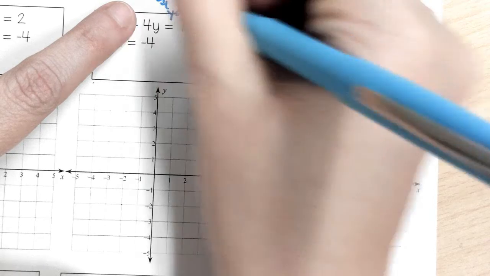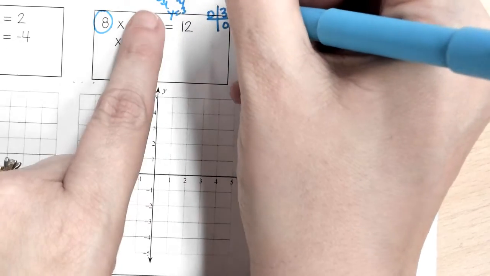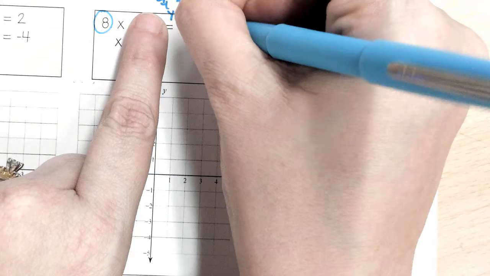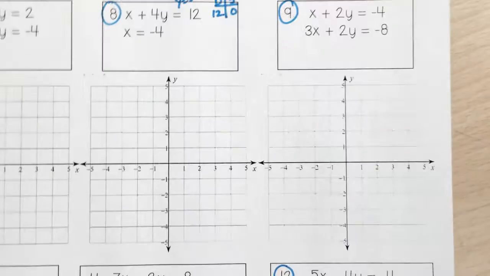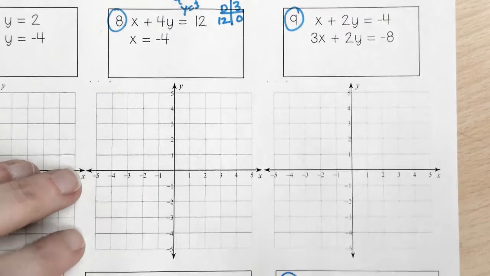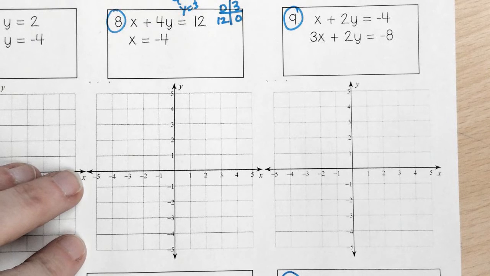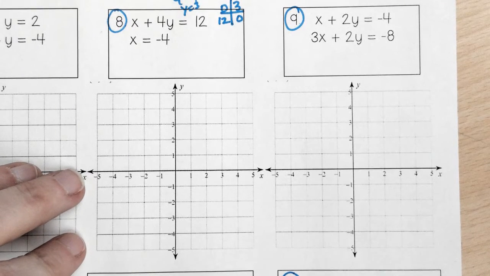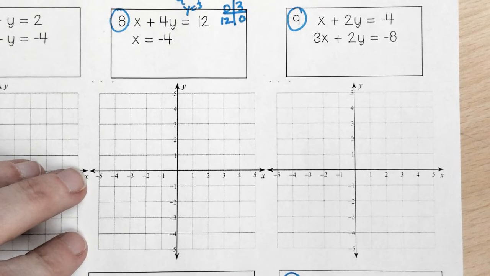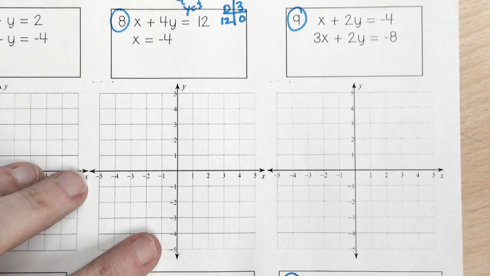That means y equals 3. X equals 12. Well, that means (12, 0). Well, what's the problem with that? How does that not help me? Well, my graph doesn't go out to 12. If my graph went out to 12, this would be a perfectly fine way to do it, but it doesn't. So I need to get this into slope-intercept form.